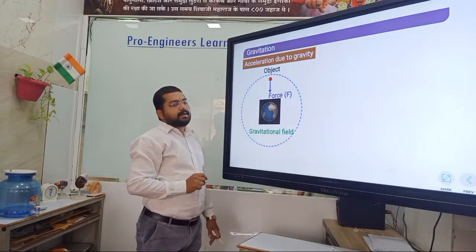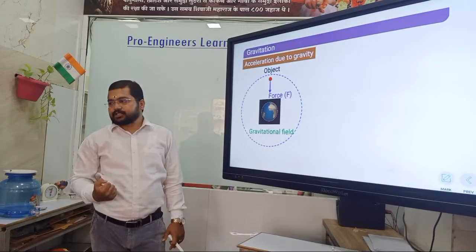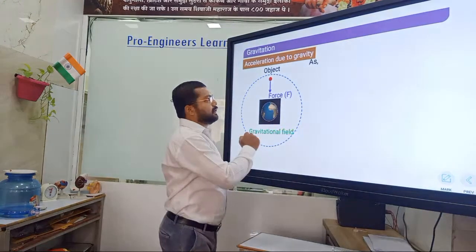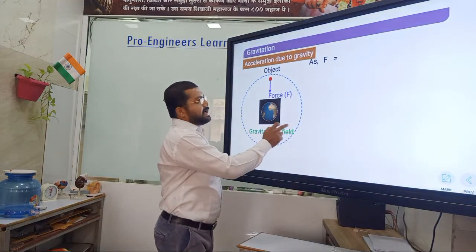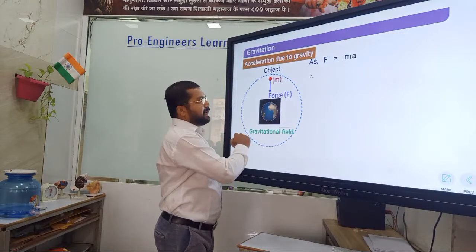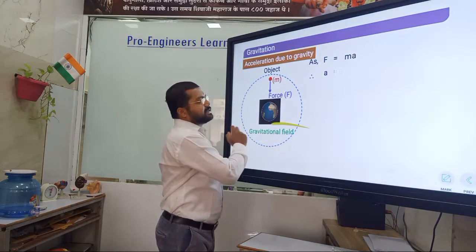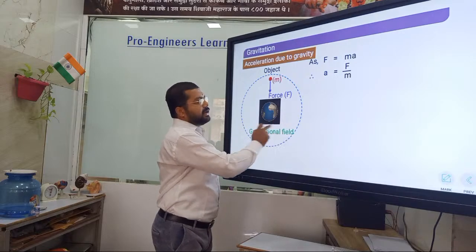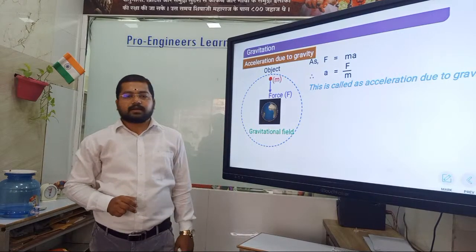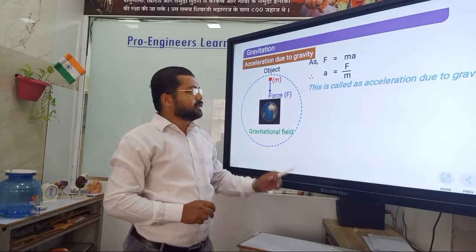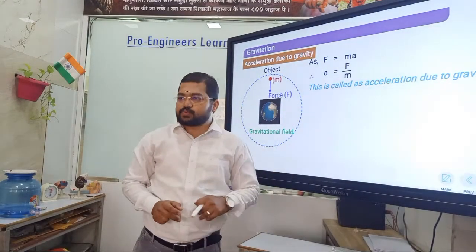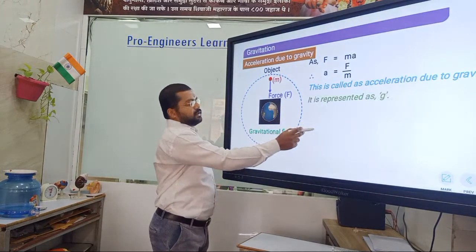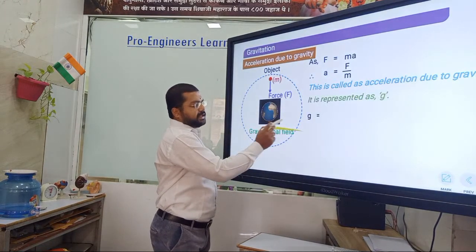So there must be a force of attraction towards the Earth. As F is equal to ma, therefore A is equal to F upon m. This is called acceleration due to gravity. It is represented as small g.